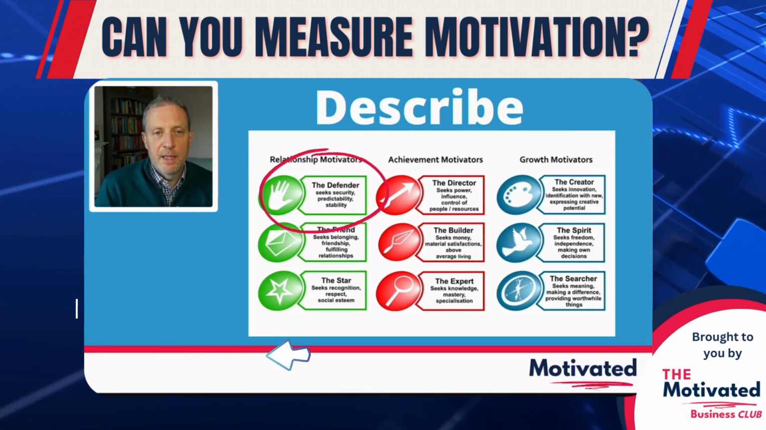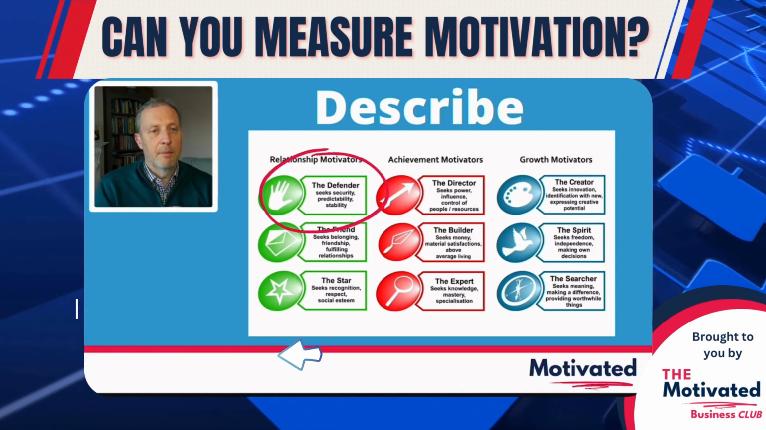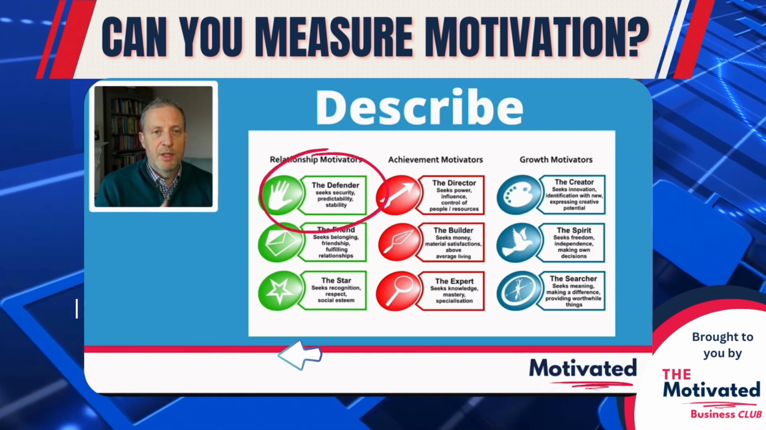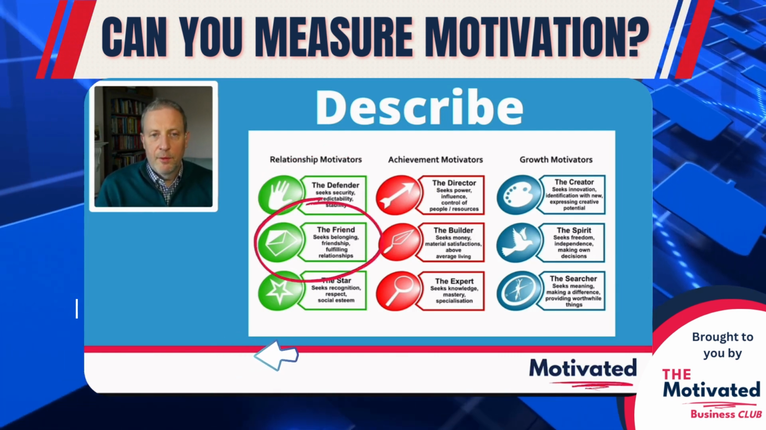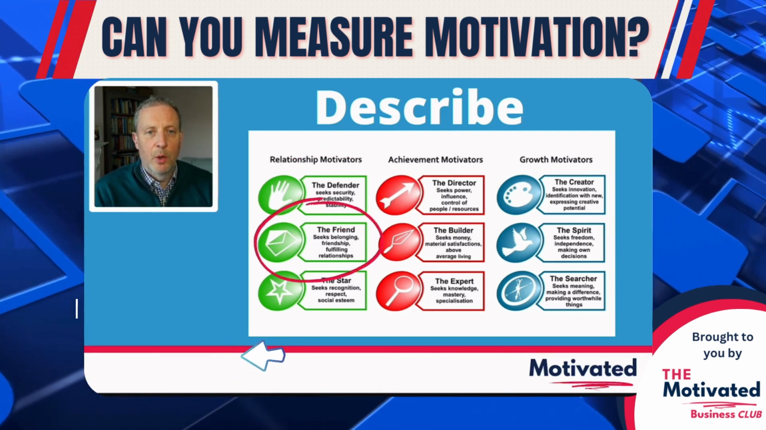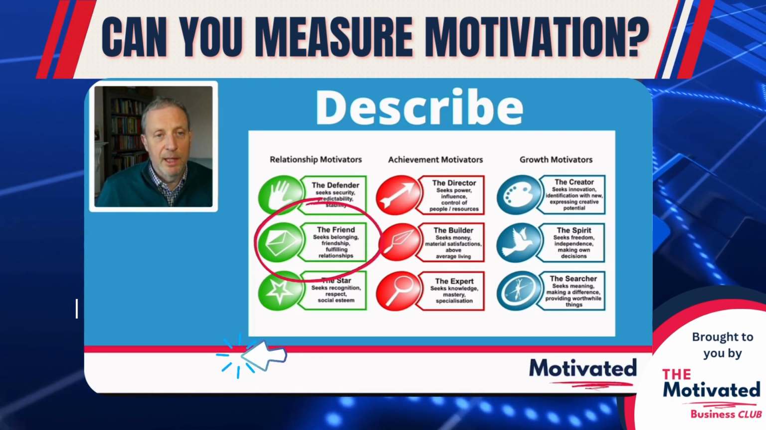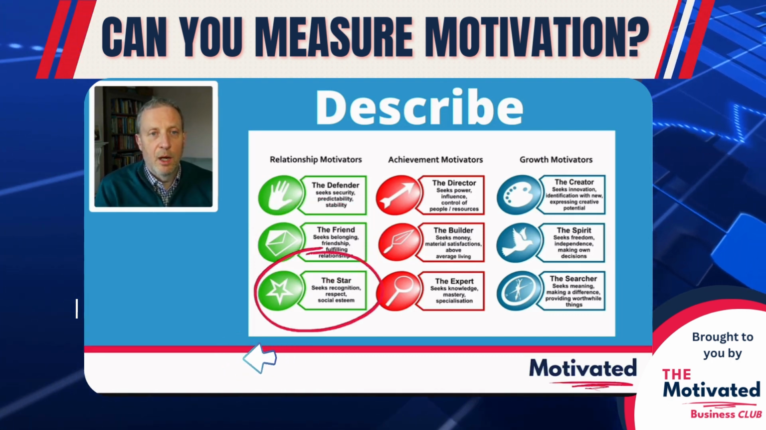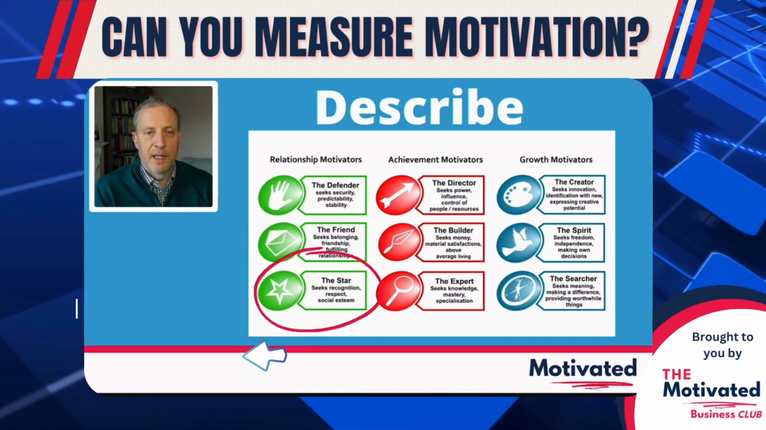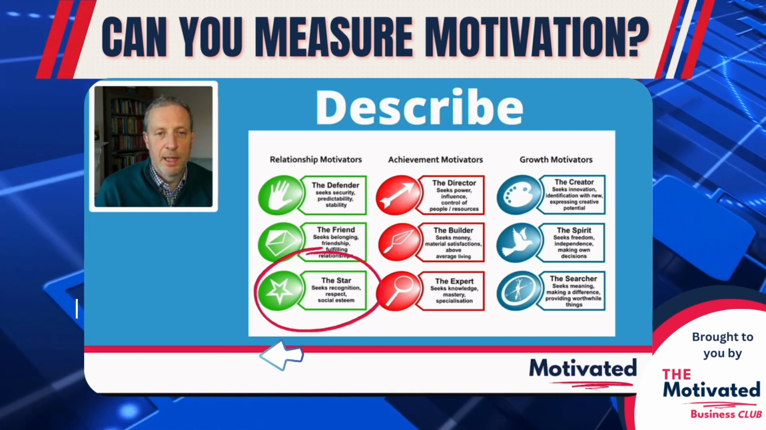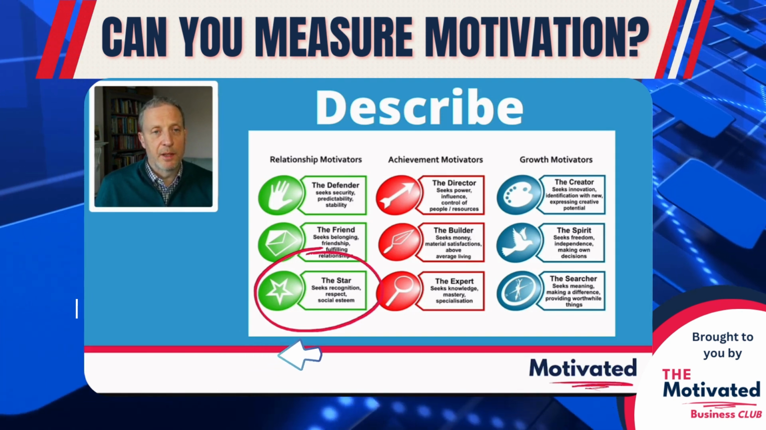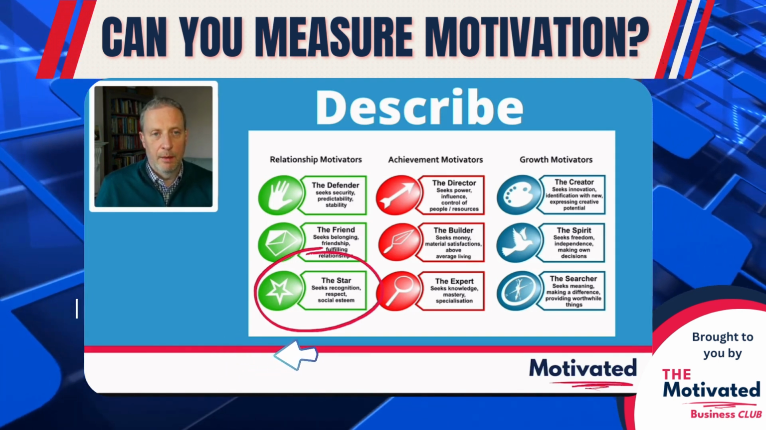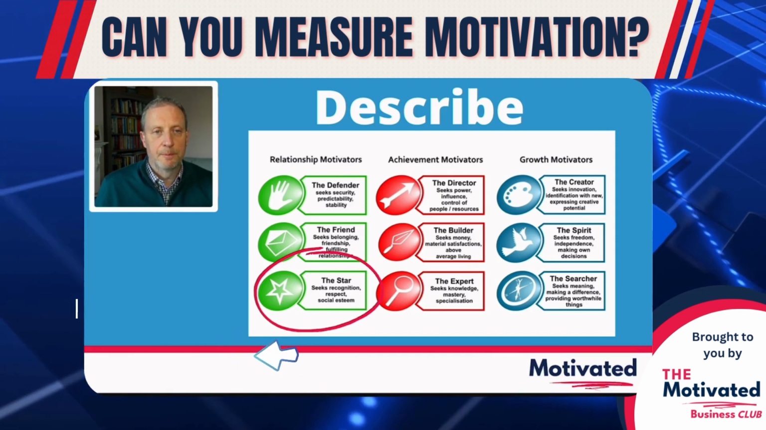Top left is the defender. The defender is the motivation for security, predictability, and stability. The friend is the motivation for belonging, friendship, and fulfilling relationships. And the star is the motivation for seeking recognition, respect, and social esteem. The reason these are relationship motivators is that they are dependent on other people giving things to you.